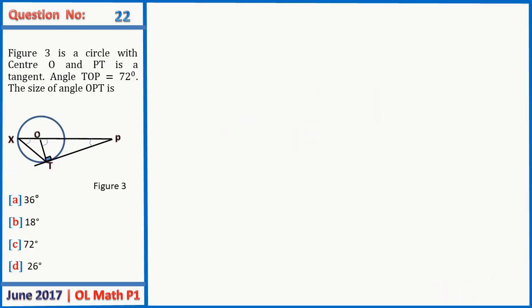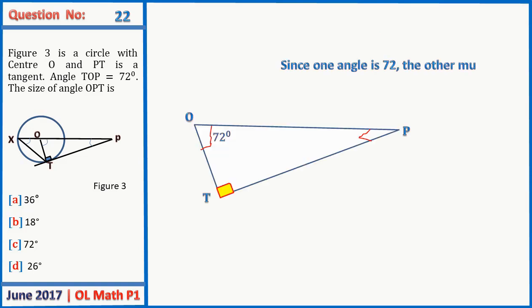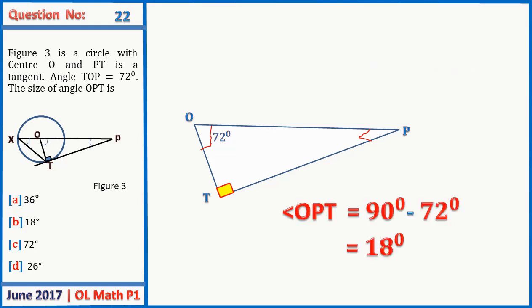Question 22. Given the figure, a circle with center O, PT is a tangent, and angle TOP is 72 degrees. The size of angle OPT is. A tangent to a circle always makes 90 degrees with the radius. So angle T is 90 degrees, and they are telling us that angle TOP is 72. So the remaining angle must be 90 minus 72, which gives us 18 degrees. That is B.